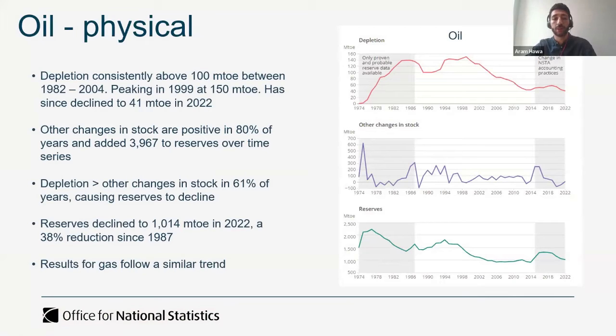Other changes in stock are positive in 80% of years and added 3,967 million tons of oil equivalent to reserves over the entire time series. Depletion, however, is greater than other changes in stock in 61% of years, causing reserves to decline. Reserves did initially increase between 1974 and 1978, however declined to 1,014 million tons of oil equivalent in 2022, a 38% reduction since 1987.